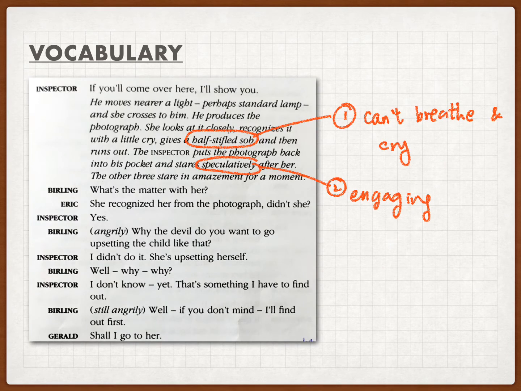And then take a look at these two words. Half-stifled sob. It means it's a kind of crying without making a lot of noise, and also at the same time, you can barely breathe. So you cry and you're holding your breath and you don't make a lot of noise. That kind of crying, we can call half-stifled sob. The next word, speculatively. It means you're so focused on someone, you're so engaged. So the inspector looked at Sheila speculatively, meaning that he focused on Sheila without taking his eyes off her.